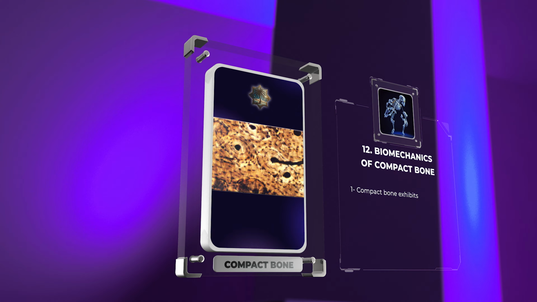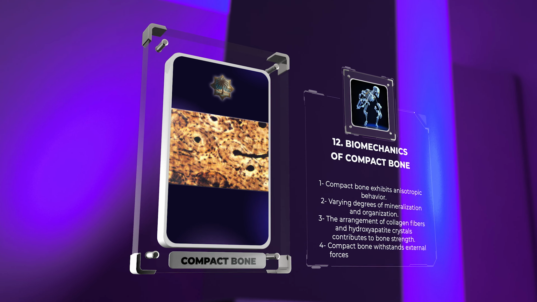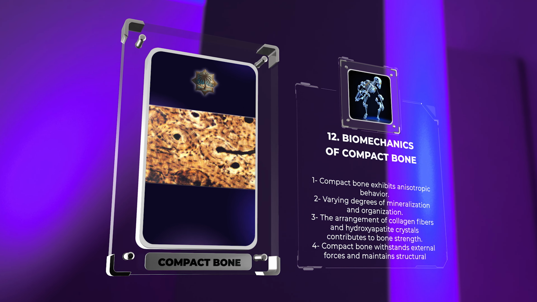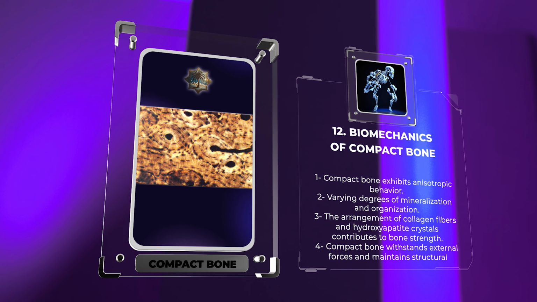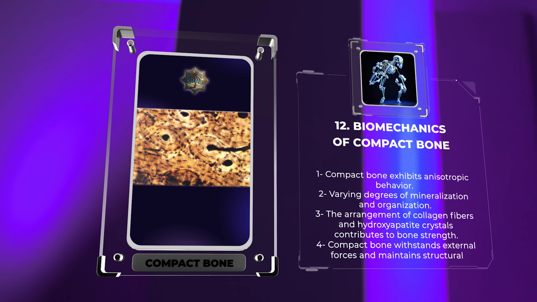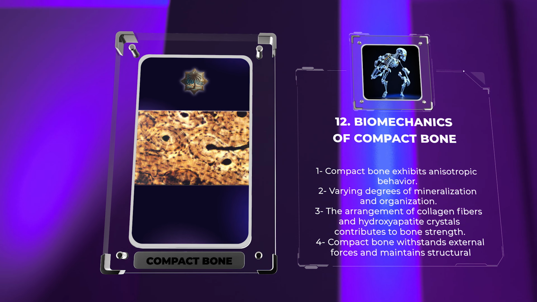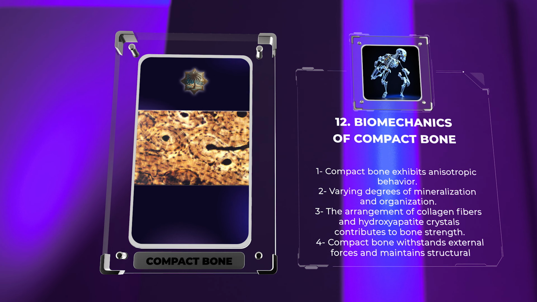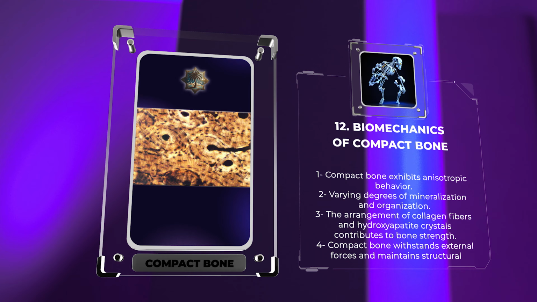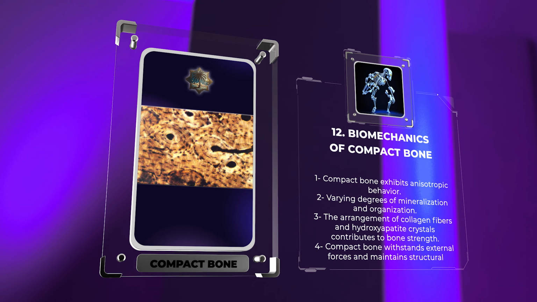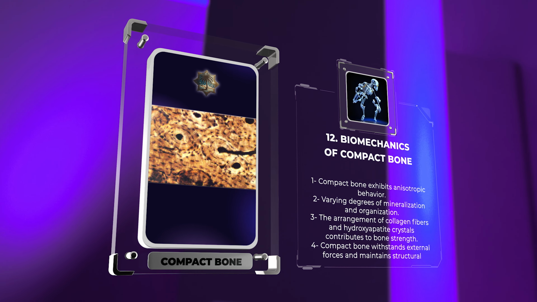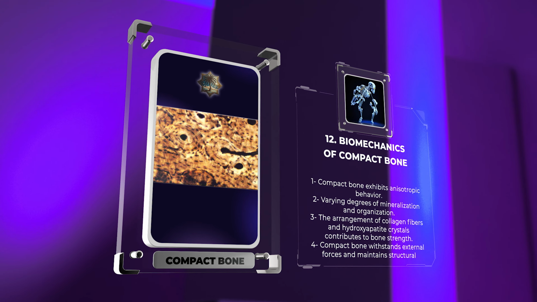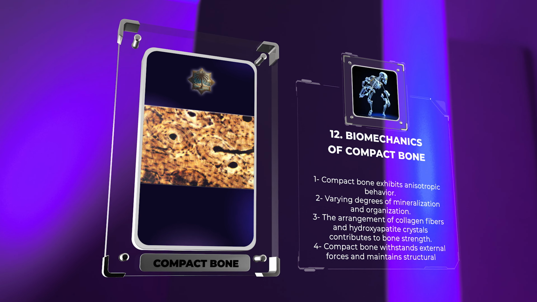Finally, let us explore the biomechanical properties of compact bone that make it an incredibly resilient and durable tissue. Compact bone exhibits anisotropic behavior and has varying degrees of mineralization and organization depending on its location within the skeletal system. The arrangement of collagen fibers and hydroxyapatite crystals within the lamella contributes to the compressive and tensile strength of compact bone, allowing it to withstand external forces and maintain its structural integrity.